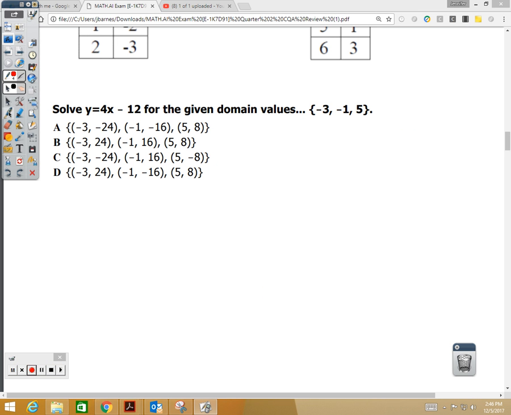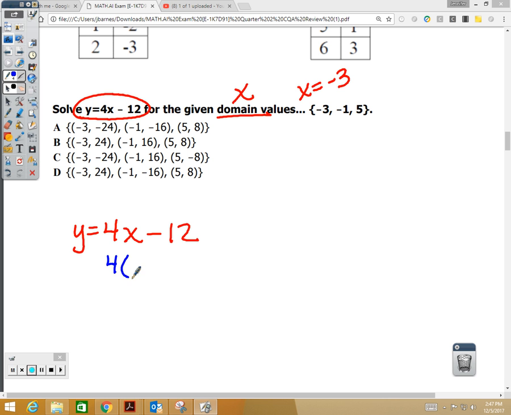All right, question number 5. Solve y equals 4x minus 12 for the given domain values. Domain means the x values. So if I said that x equals negative 3, and I put that into this equation, y equals 4x minus 12, so 4 times negative 3 minus 12, well, that would be negative 12 minus 12, which is negative 24. So this first ordered pair would be negative 3, negative 24.